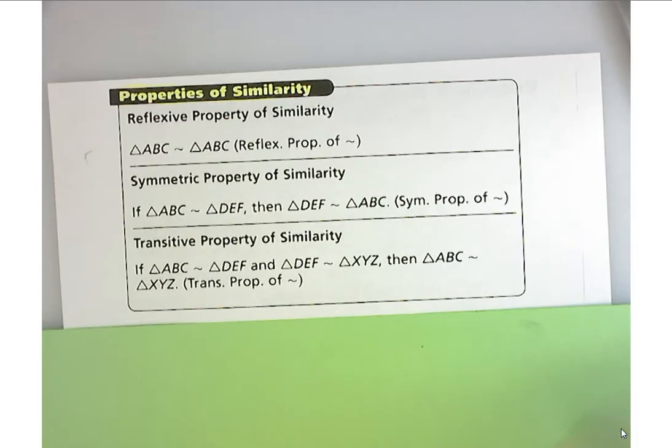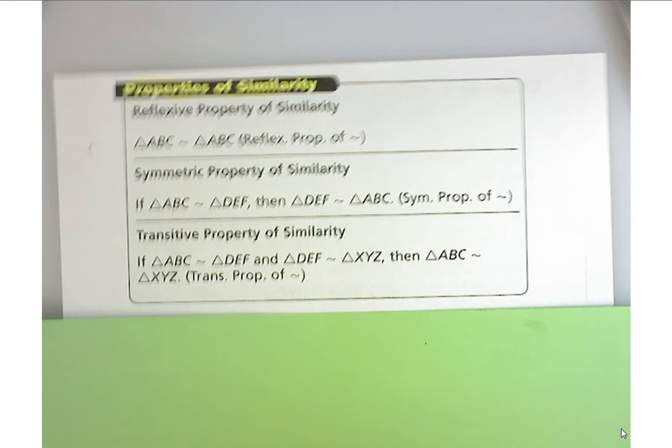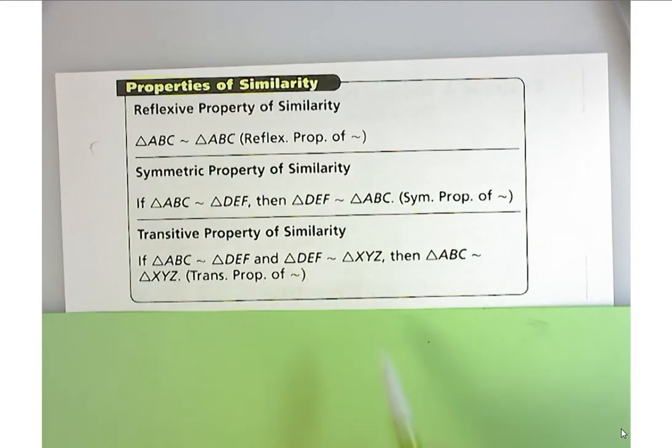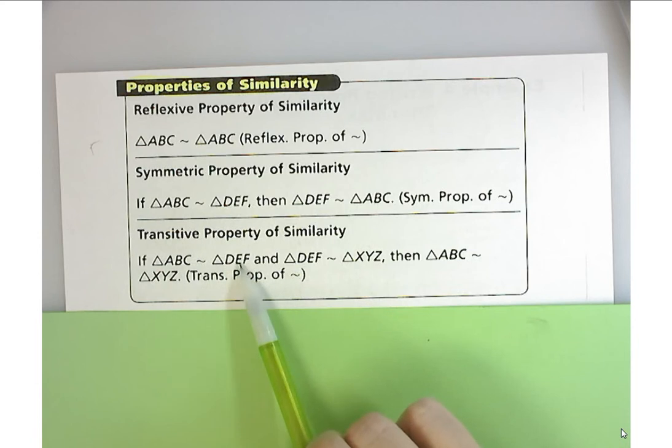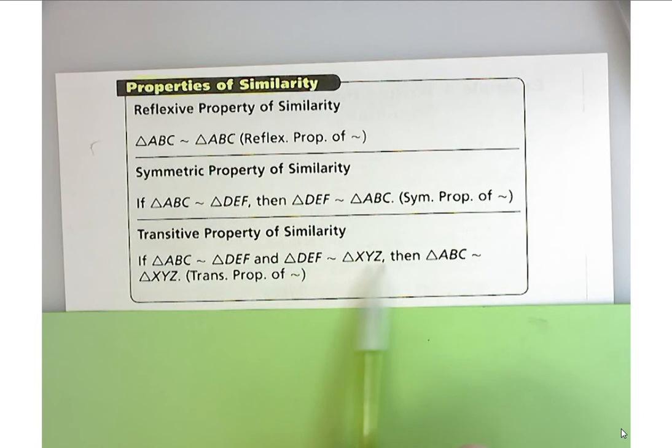Okay, so I already started to explain to you part of the properties of similarity here. So reflexive, and then symmetric, and then transitive. So with the transitive property, if you have one triangle similar to another triangle, and that triangle similar to a third triangle, then the first and the third triangle are also similar.